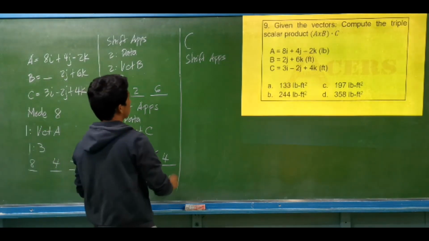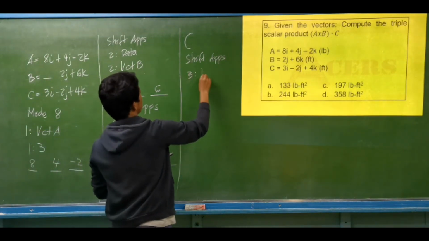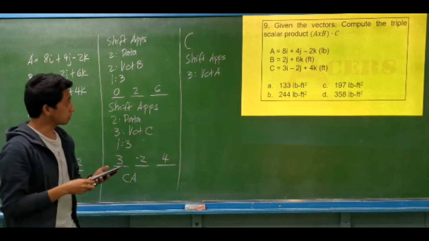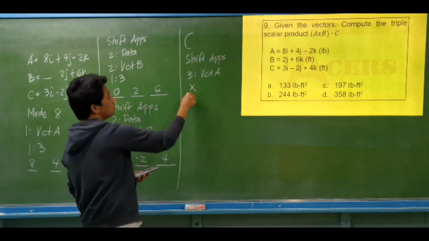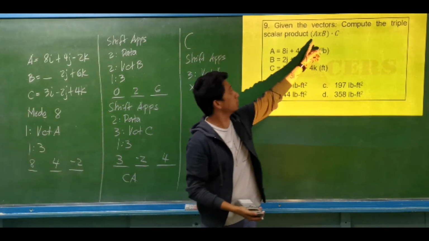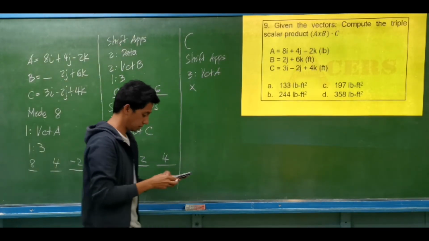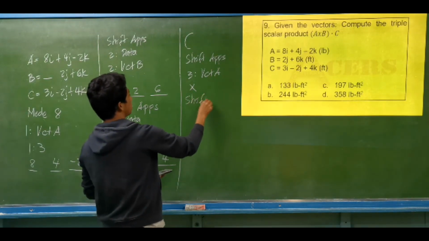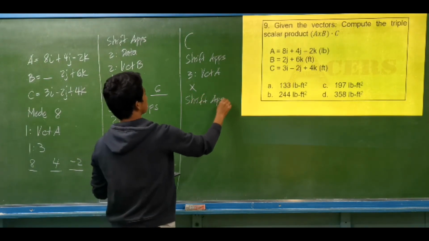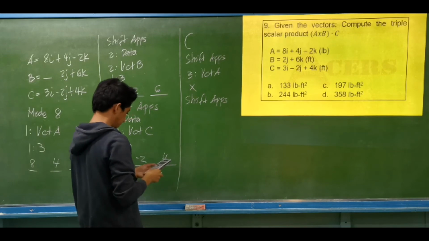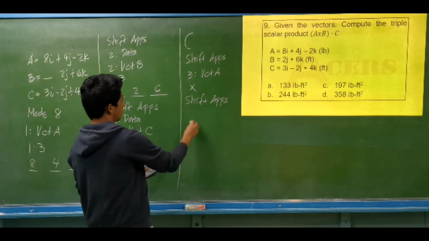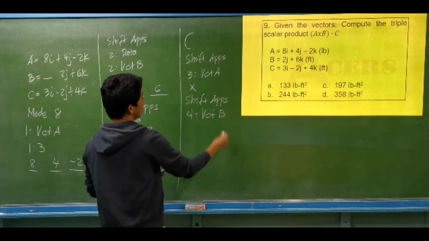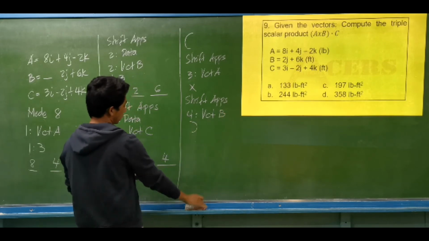And then we choose number 3. This corresponds to vector A. So we have number 3. Then the ordinary multiplication sign for the cross product. And then repeat shift ups. This time we have number 4, that is vector B. Then close parenthesis.